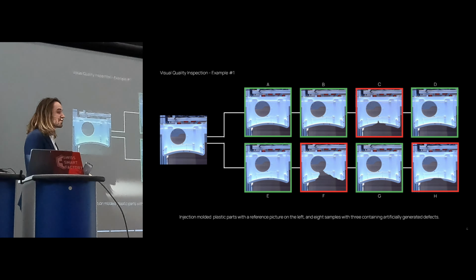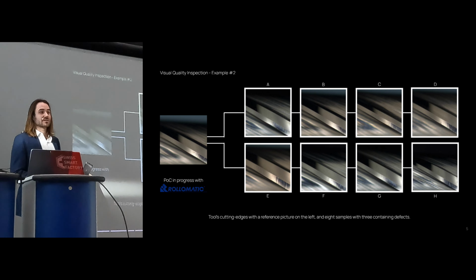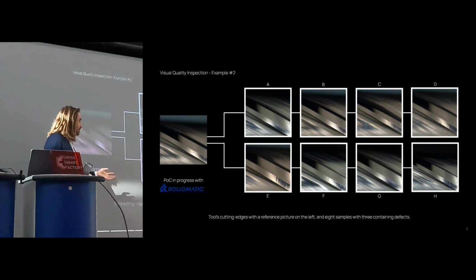So let's increase the difficulty a little bit. Those are images from one of the Swiss Mark factory partners. We're doing a project with them at the moment, Rollomatic, and they're building machines to build cutting tools, if I may summarize what they're doing. Here we're looking at the cutting edge of the tools coming out of their machines. On the left, you have a good part, and here you have 8 samples from their calibration process. 3 of them contain a defect.